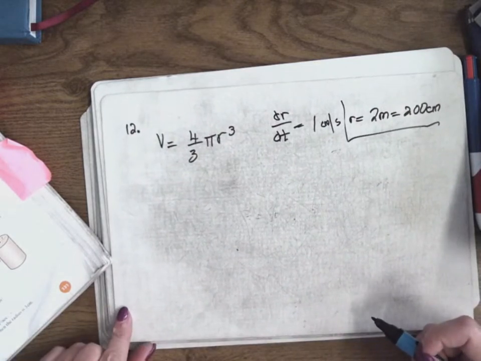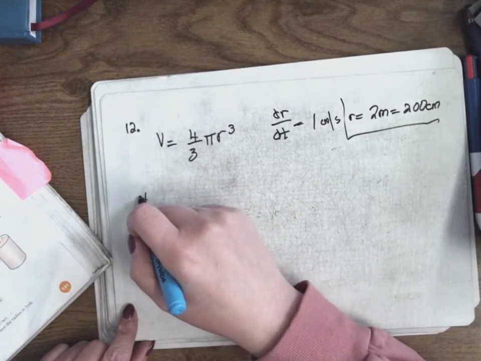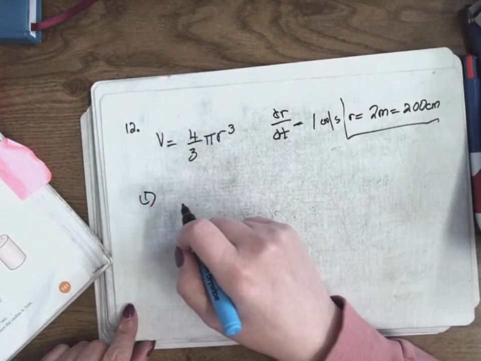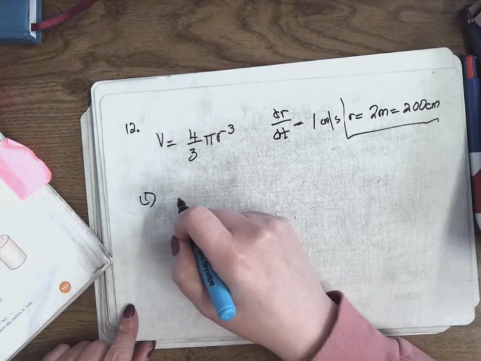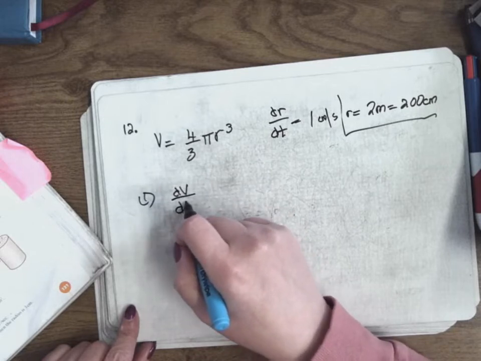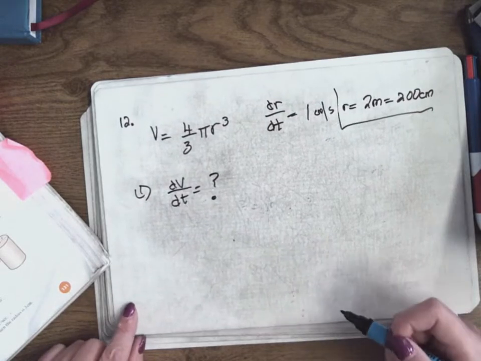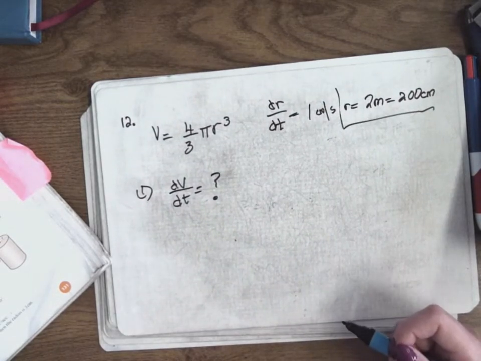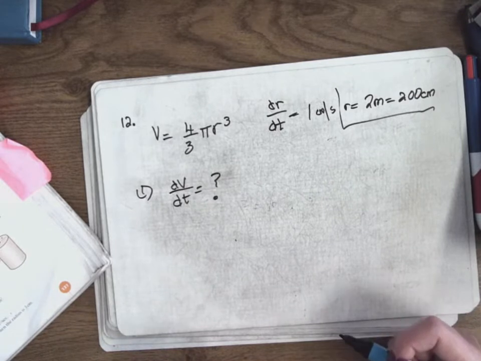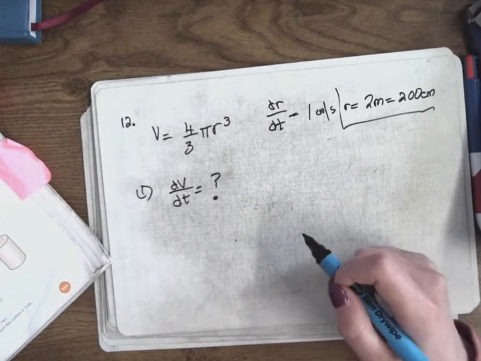Then it says find the rate at which the pump is working, as in the rate of change of volume. So what am I looking for? Volume changing with respect to time. Part 1 says find dV/dt. The rate of change of volume is dV/dt, the rate of change of radius is dr/dt, the rate of change of area is dA/dt. So rate of change always has dt on the bottom. So I'm looking for dV/dt.